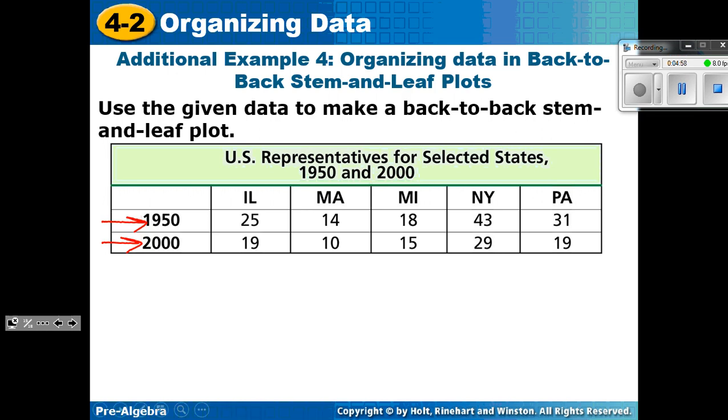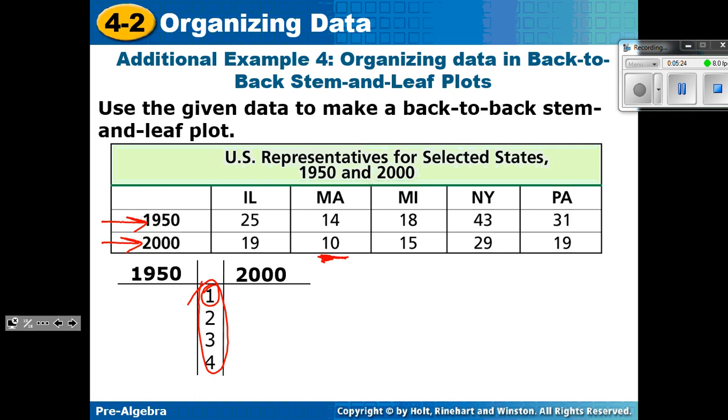We're going to make a back-to-back stem and leaf plot to represent this data. And this is what it looks like. Okay, so as we look at everything we've got here, the low number is 10, and that's got a 1 in the tens place, so that's where we're going to get this 1. And then we've got some things in the 20s, 30s, and 40s, so that's where we're getting all of these stems.